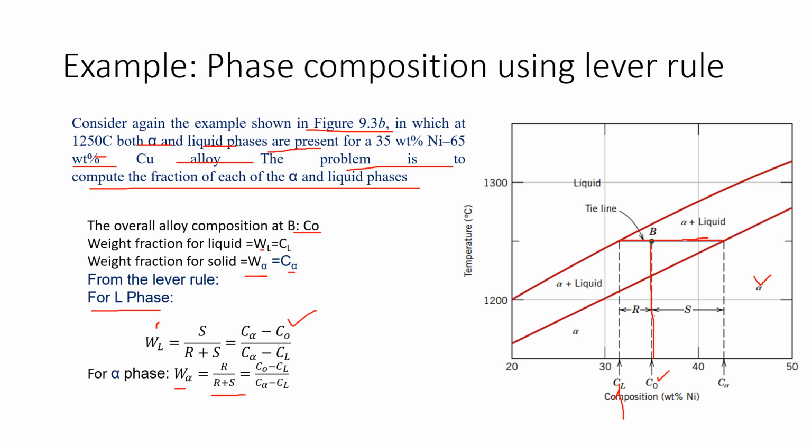Similarly, the example of OMP, a lever line: M was here, O was here, and P was here. MP divided by OP.